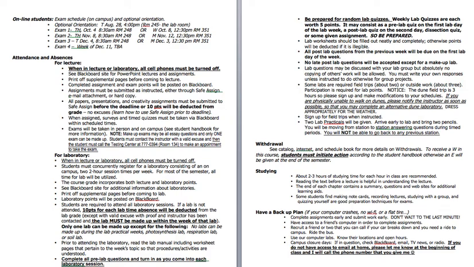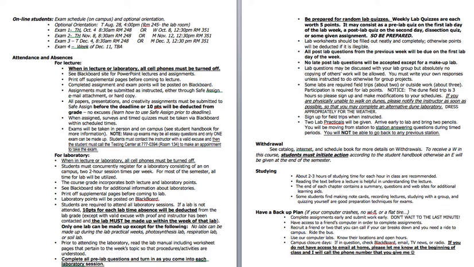Also, really important that you understand this. Your pre-lab questions need to be done prior to you arriving in lab, because as soon as you walk in the door, I'm going to ask that you hand those to me. I will grade them while you're working on other things in lab and get those back to you.